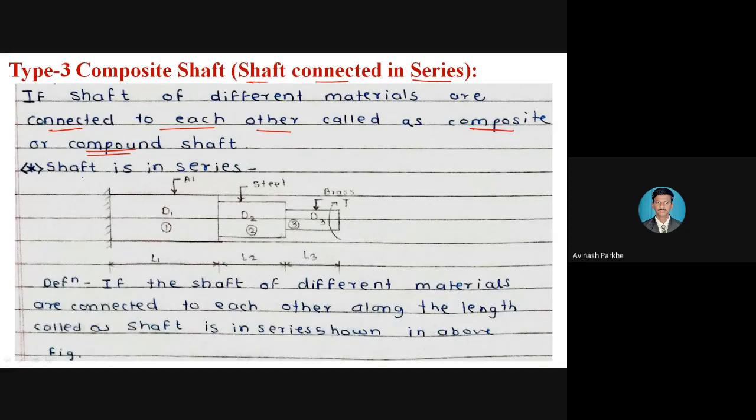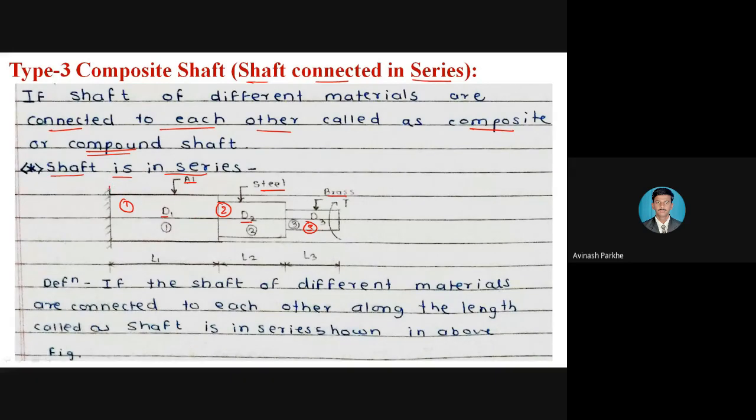Now we are going to discuss the shaft in series, and when we can say that the shafts are connected in series. Here I have drawn one figure. What does that figure indicate? Three shafts are there, and these three shafts are connected to each other. This is shaft number 1, made of aluminum having diameter D1. This is shaft number 2, made of steel having diameter D2, and this is shaft number 3, made of brass having diameter D3.